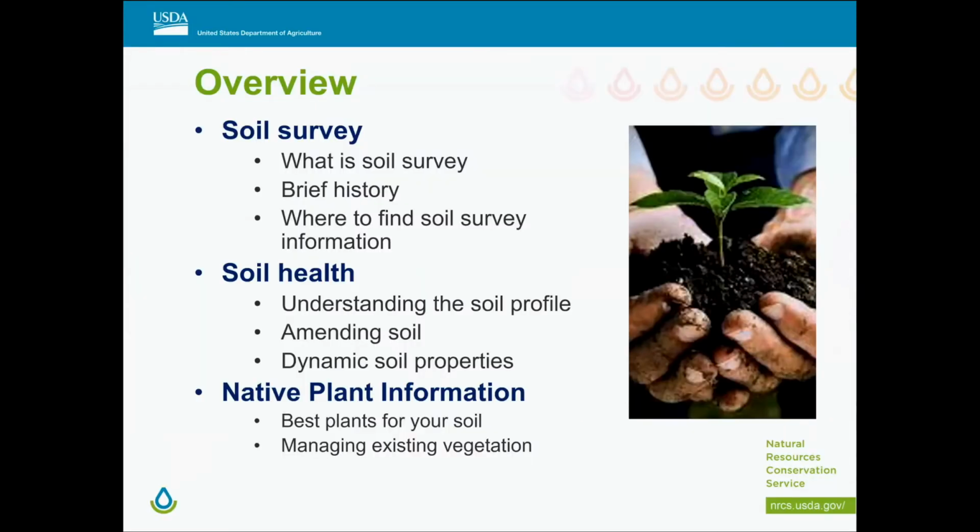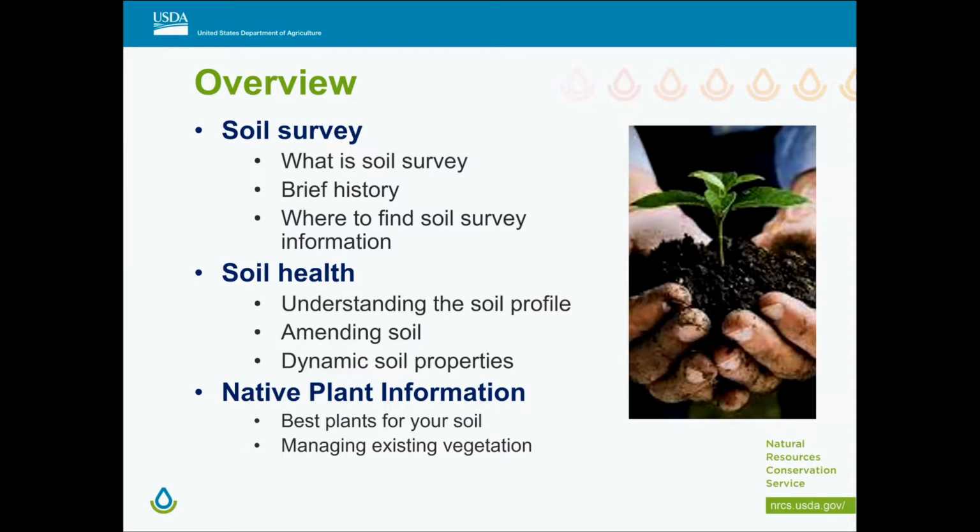Okay, I am going to talk about what soil survey is. Have you guys heard of soil survey before? Anybody? Okay, a few people here. I'm going to talk a little bit about the history, because I think it's important to understand the context that it comes from and where we're going, and that we're really at an interesting place now to expand soil survey into areas that it wasn't before, and where to find the soil survey information.